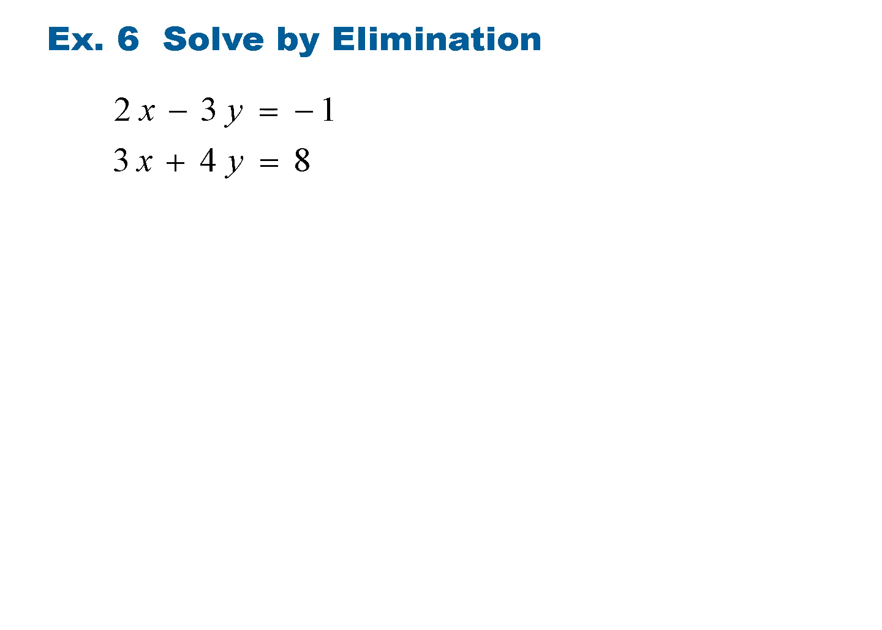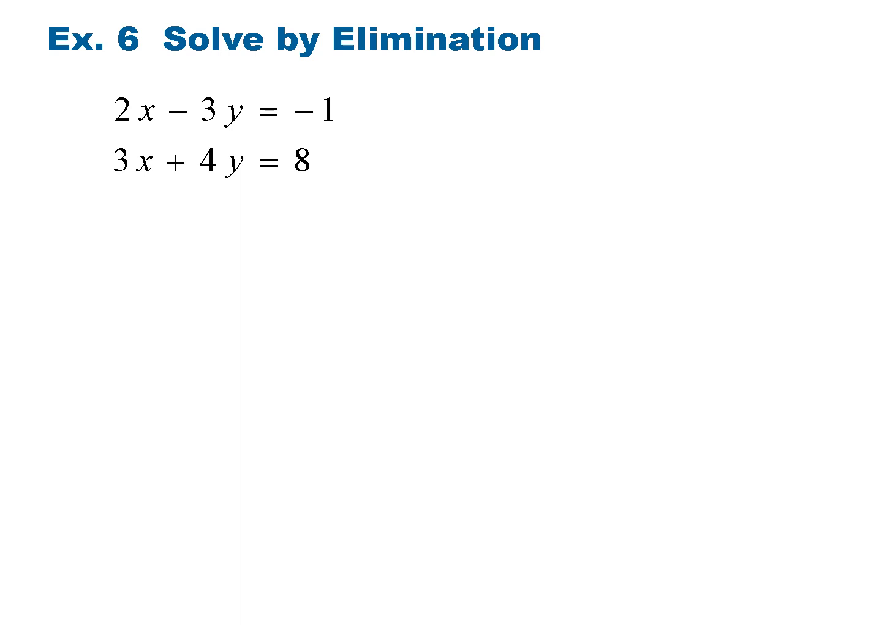Okay, let's look at another solving by elimination problem. We have 2x minus 3y equals -1, and we have 3x plus 4y equals 8. X's and y's are on the same side. There are no fractions, so now we can jump ahead to which variable do we want to drop out?